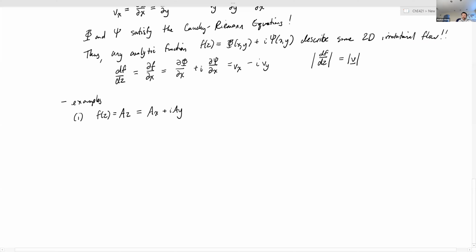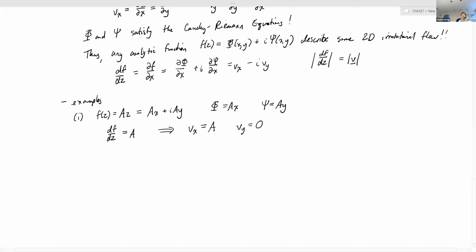As we set up here, the real component is the potential function, and the imaginary component is the stream function. You can also figure out what the velocity components actually are, what vx and vy are, right? Because you know what the derivative of some function a times z is. That derivative is just a. And so the real component of that is a, and the imaginary component of that is 0.